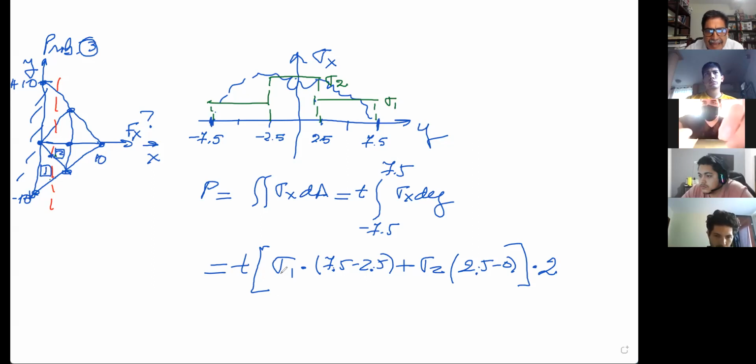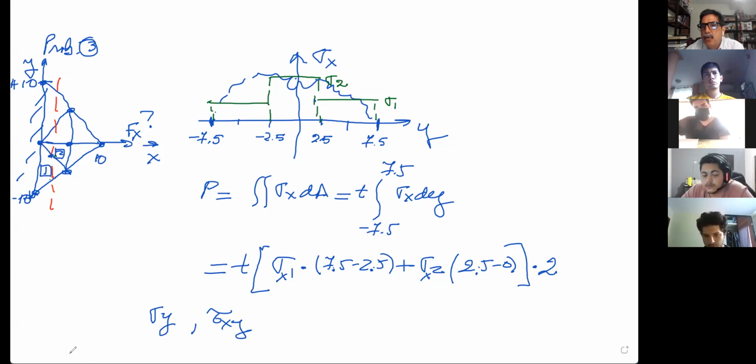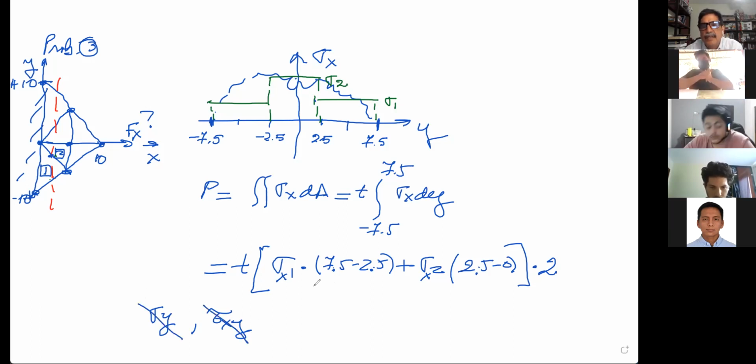Let me insist that this is sigma x. This is sigma x. So the only element of the stress tensor that we need is sigma x1, sigma x2. Do we need sigma y? Do we need tau xy? Ms. Vega, do you need this? No, you don't need them. For this calculation, you don't need them. I could ask you to calculate sigma y, yes. And it's not going to be 0, because you're pulling here in this direction, and this tries to contract because of the Poisson effect. And since this is clamped, that prevents it from contracting. So that has to develop a sigma y stress. But I didn't ask you for that.